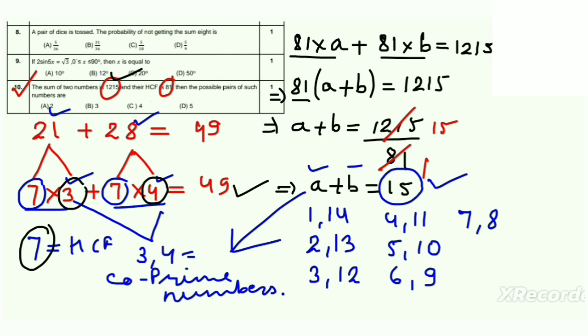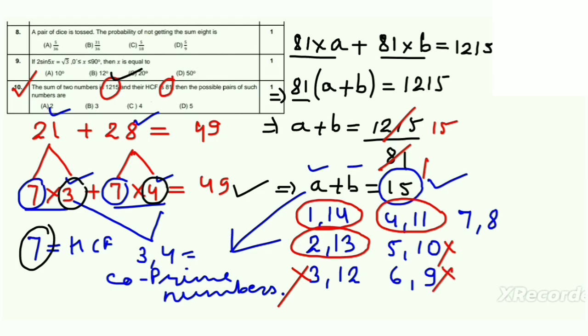Okay, here 1 and 14, it is a co-prime number. 2 and 13, it is also co-prime. 3 and 12, it is not a co-prime number. 4 and 11, it is co-prime. 5 and 10, it is not a co-prime number, and 6 and 9, it is also not co-prime, and 7 and 8, it is also a co-prime number. So here we have obtained 4 pairs of numbers which are co-prime numbers.